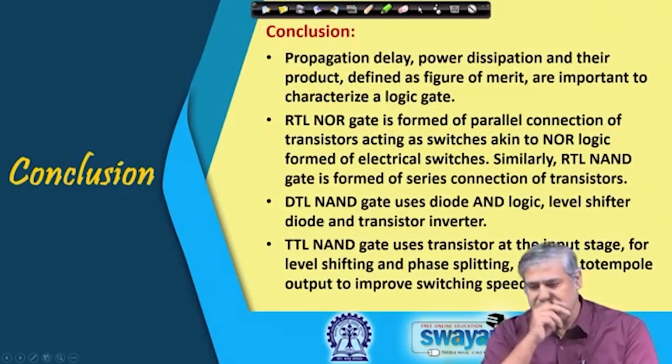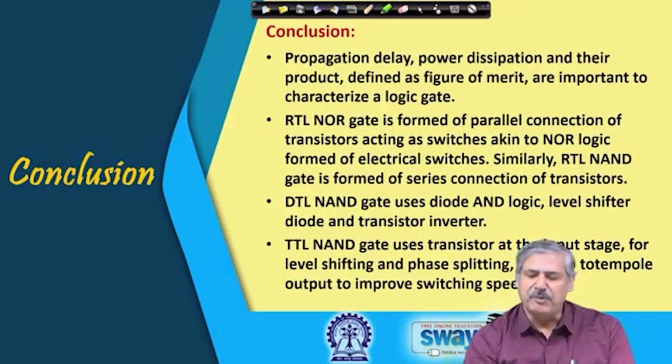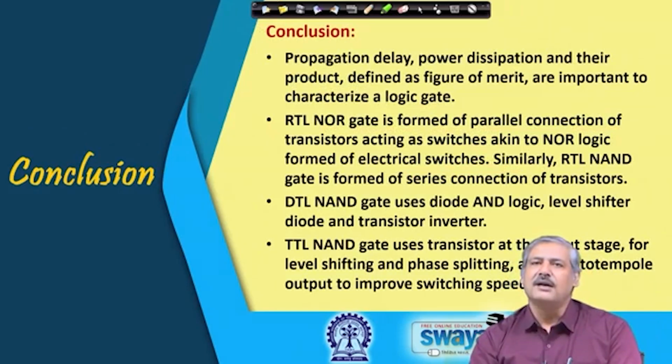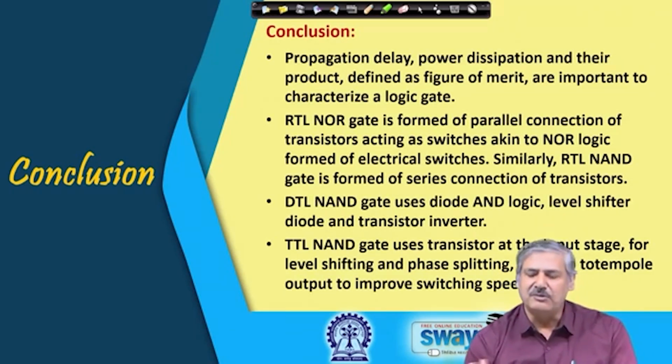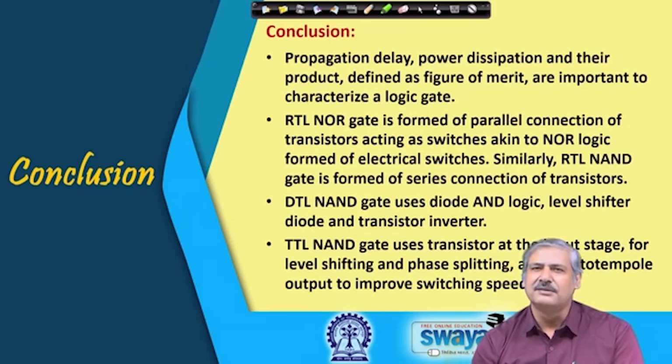Just to summarize what we had seen today: the propagation delay, power dissipation and their product, the figure of merit, and their importance; the RTL NOR gate getting formed by parallel connection of transistors, the kind of thing we have seen using electrical switches, we got NOR logic that we discussed in the first class, lecture 1, and similarly we got NAND logic by placing the transistors in series.